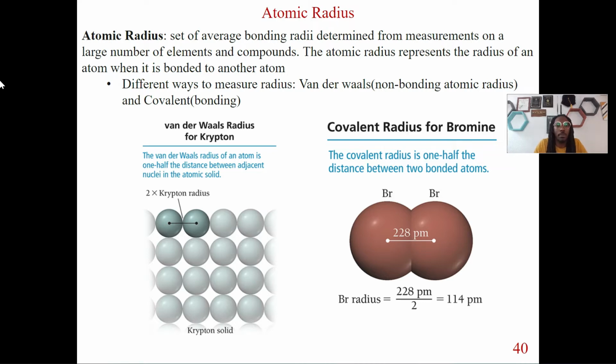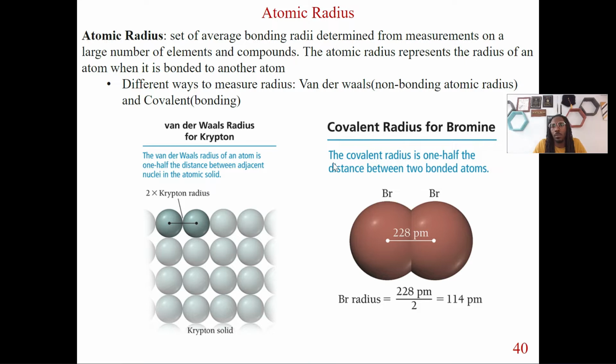So I have two different examples here: a van der Waals radius and a covalent radius. The key thing to understand is that the van der Waals radius is one half of the distance between the adjacent nuclei in an atomic solid. In this case, krypton is a solid. With a solid, all of our atoms are close together, so they're not like gases or liquids. Because they're right by each other, we can find the atomic radius by taking it from the middle of one atom to the middle of the next atom.